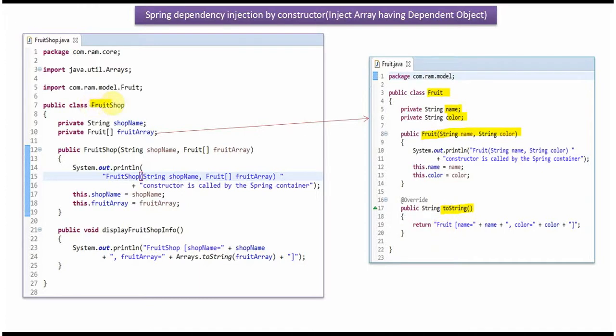Here I have defined the class FruitShop. It has two properties, shop name and fruit array. In the fruit array, we can add Fruit objects. The Fruit object is the dependent object. And it has a FruitShop constructor which accepts shop name and fruit array. And it has a displayFruitShopInfo method.